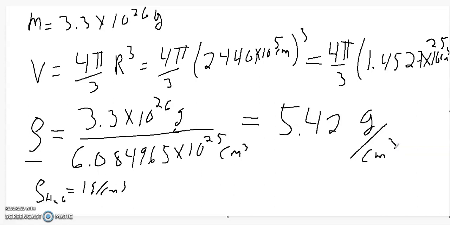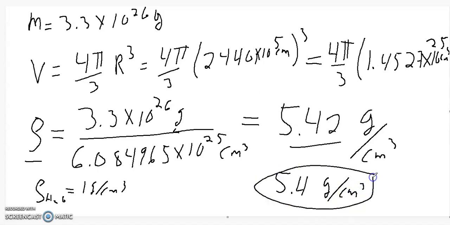All right, so this is rounding it to 2 places past the decimal. Rounding it to 1 place past the decimal, it would be, of course, 5.4 grams per centimeter cubed. All right, so that's probably what we want, rounded to 1 place past the decimal. All right, so there's the completed problem.